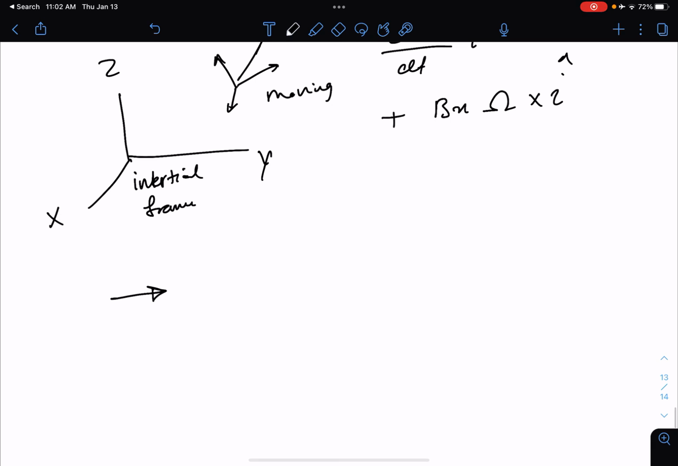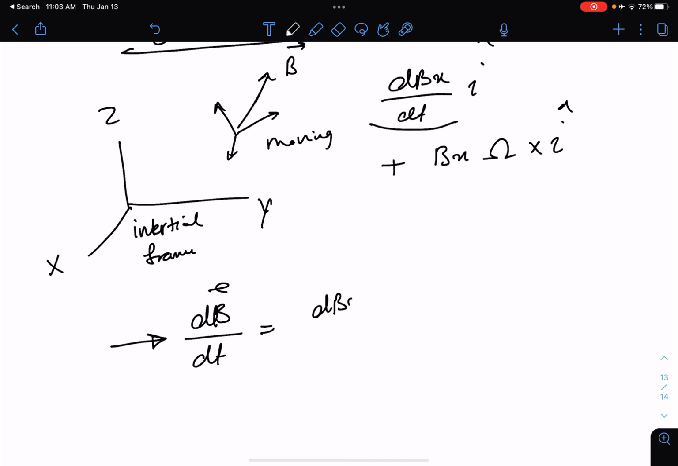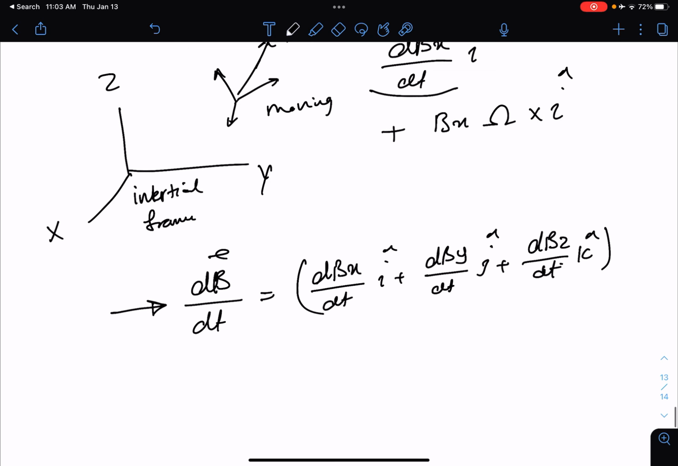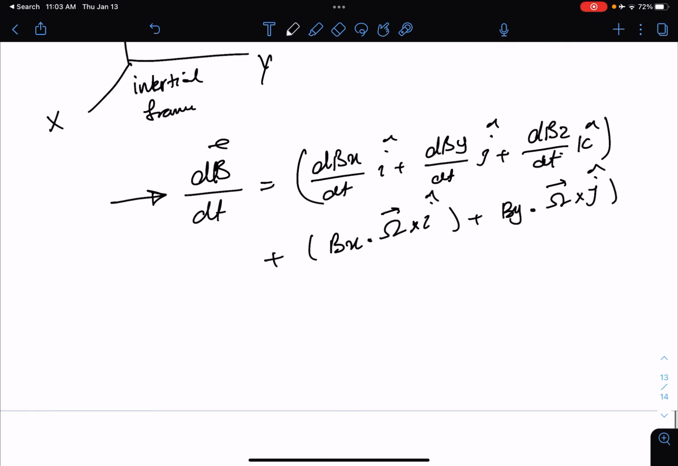If you do this for all the other components, this dB dt is going to look like this. And I'm going to get all of the regular derivatives together. dBx dt I plus dBy dt j plus dBz dt k, plus bx omega cross I, by, this is multiplied by omega cross j, and this is also a vector, bz omega cross k.